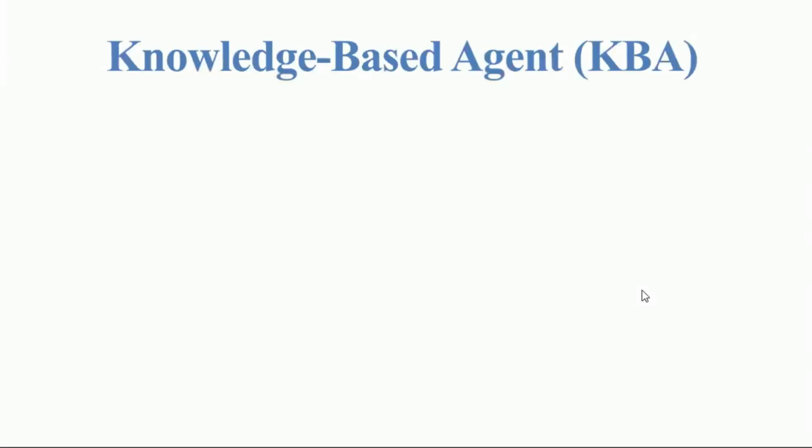The next one is the knowledge-based agent, also called KBA. In simple words, the next topic is the knowledge-based agent. Now that we have learned about knowledge representation and different types of reasoning, let's see where these concepts are actually used in artificial intelligence. One of the best examples is the knowledge-based agent, often called KBA.